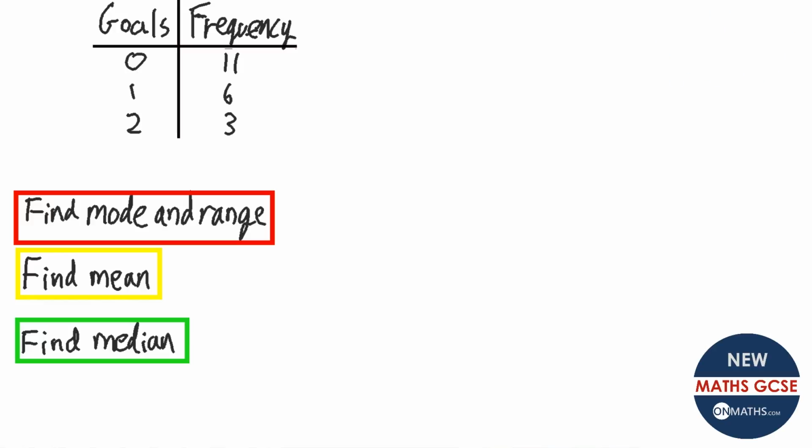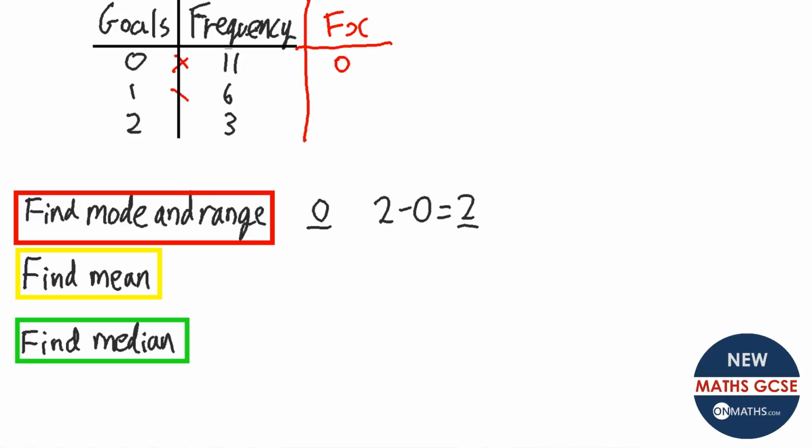Okay, so let's find the mode first. So we can see this time in 11 of the games 0 goals were scored, so 0 is going to be the mode. The range is biggest take away smallest, so same as before, 2 take away 0, which is 2 for the range. The mean, do as we did before, we're going to add an extra column on here, probably use a ruler, and I call this the fx column. And we're going to do 0 times 11, which is 0, 1 times 6, which is 6, and then 2 times 3, which is also 6.